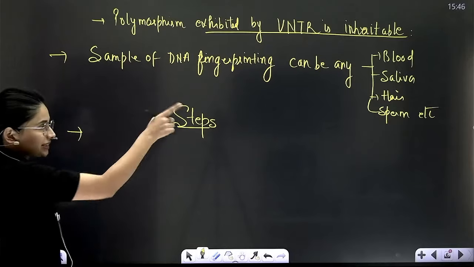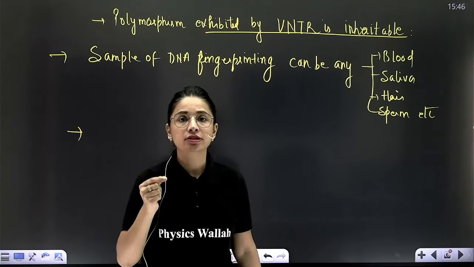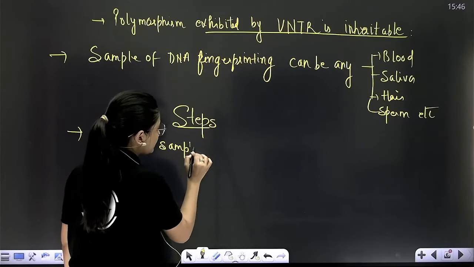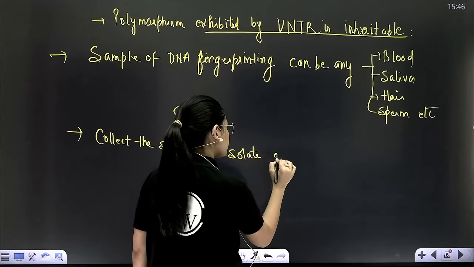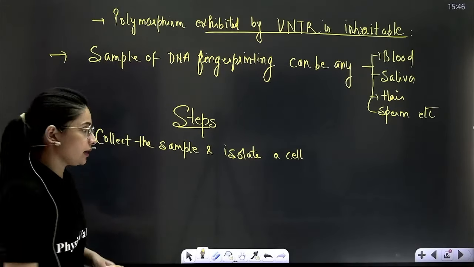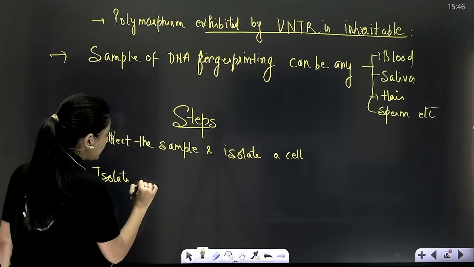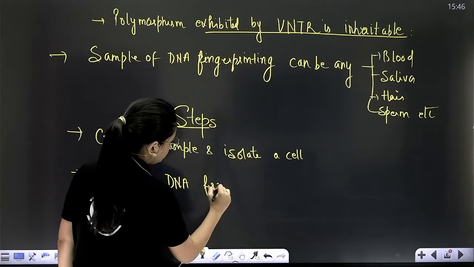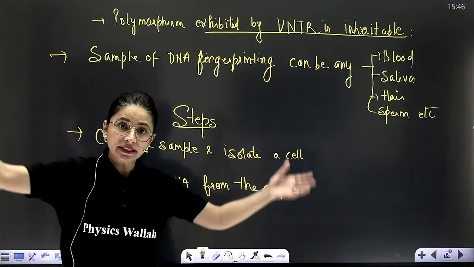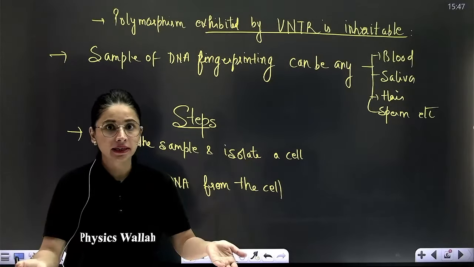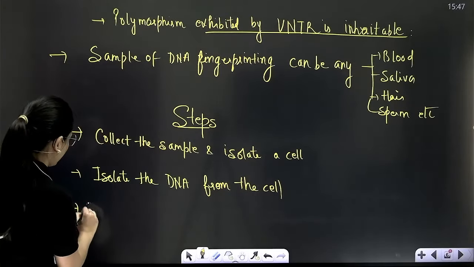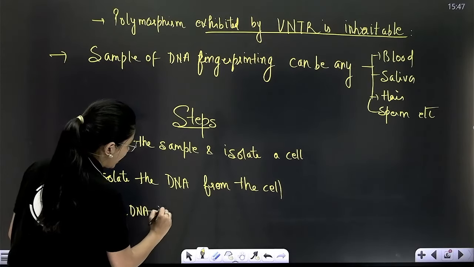First step is to collect the sample, any sample, and from that sample, isolate a cell. Now you have a cell. From that cell, take out all the DNA. So the second step is isolate the DNA from the cell. Now DNA is double stranded. All the chromosomes you have isolated, 2.2 meter long double-stranded DNA, as a whole you cannot study. So the third step is to make fragments: cut the DNA into fragments with the help of restriction endonuclease.